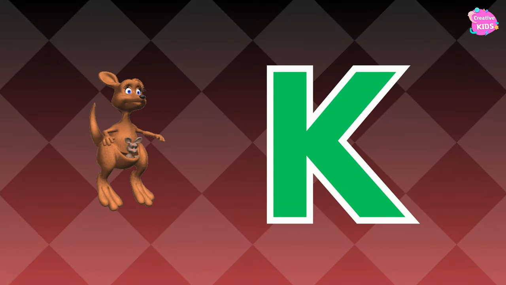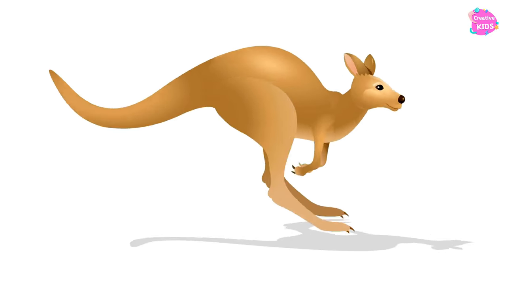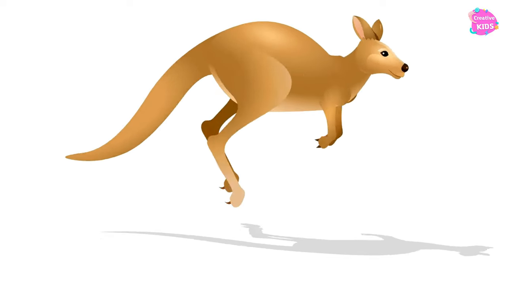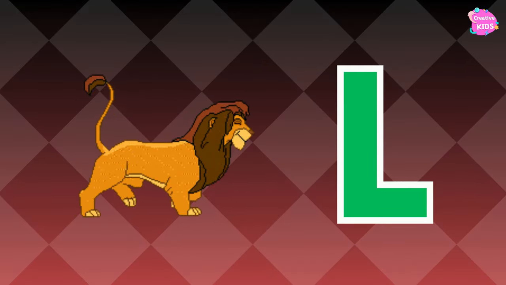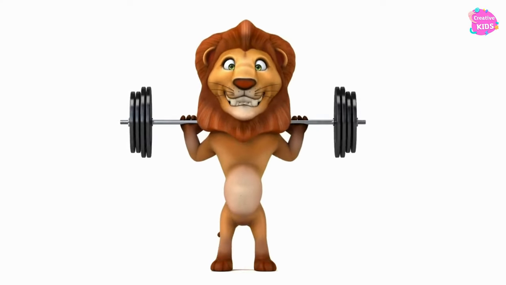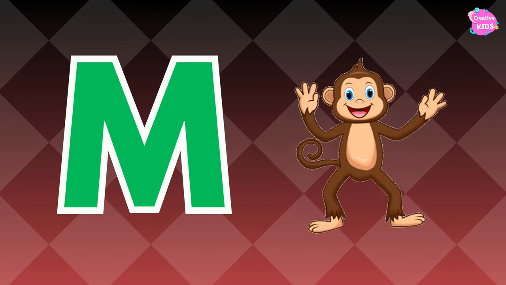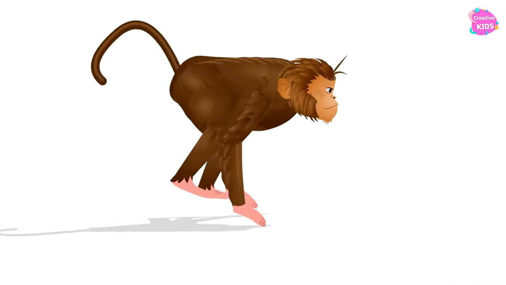K is for kangaroo. Ka, ka, kangaroo. K is for kangaroo. L is for lion. La, la, lion. L is for lion. M is for monkey. Ma, ma, monkey. M is for monkey.